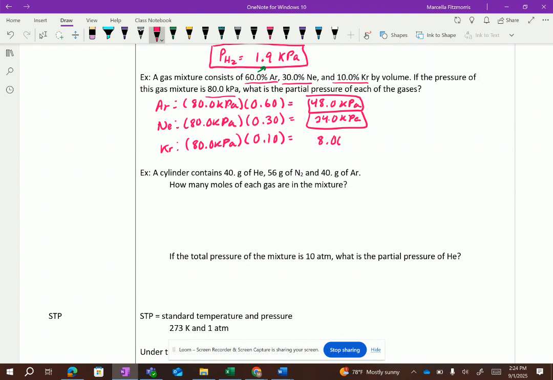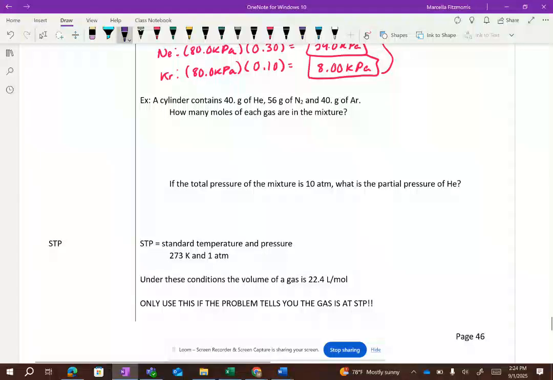This has 2 sig figs, this has 2 sig figs, that has 2 sig figs. I'm going to round to 2 sig figs. Okay. Now 56.0 grams of N2. Molar mass of N2 is 28.02 grams of N2 in 1 mole of N2. So this one will be 2.0 moles of N2.